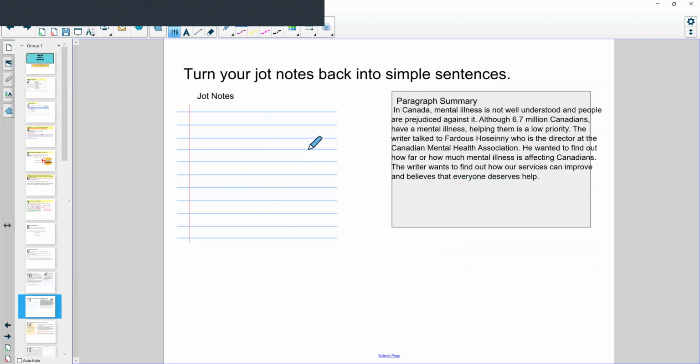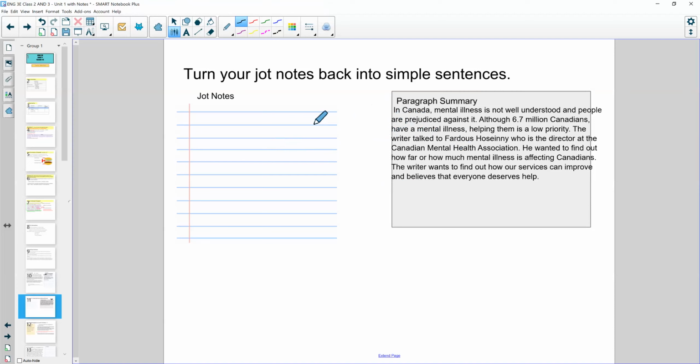Then I would look at my jot notes, and this is just blank, but I would look at the jot notes that I had, and I would turn the jot notes back into sentences. The reason we're doing this two-step process is it's a lot easier to make sure you're using your own words if you're going from your own jot notes, because you've already taken time to figure out what's important, and you've already put it in your own words a little bit. Hopefully, that's the plan. So here is my version of my jot notes.